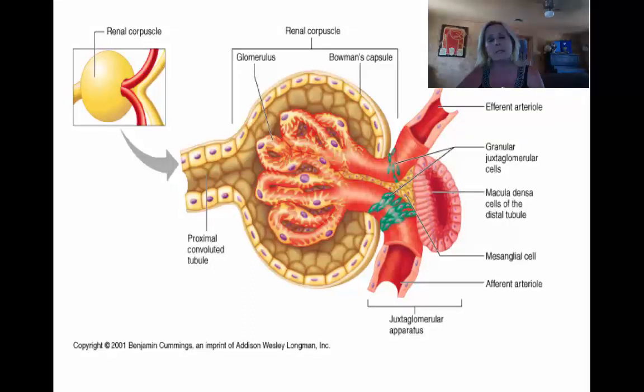So think about this for a second. What if you have a patient who has hypovolemia, low blood pressure? Do you want the afferent arterioles to vasoconstrict, or do you want the efferent arterioles to vasoconstrict? Take a second, try to figure that one out as we go on.